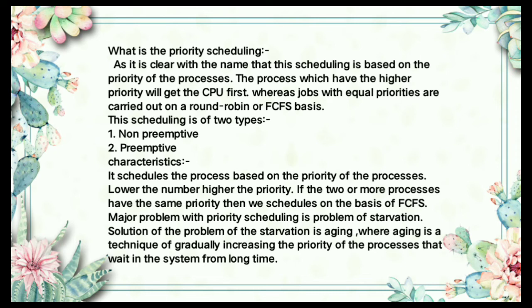It schedules the process based on the priority of the processes. Lower the number, higher the priority. If two or more processes have the same priority, then we schedule on the basis of FCFS. The major problem with priority scheduling is starvation. The solution to the problem of starvation is aging, a technique of gradually increasing the priority of processes that wait in the system for a long time.